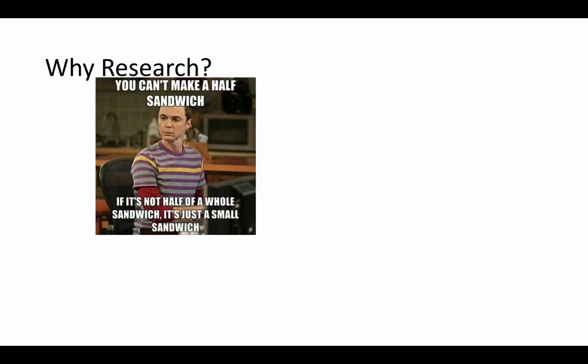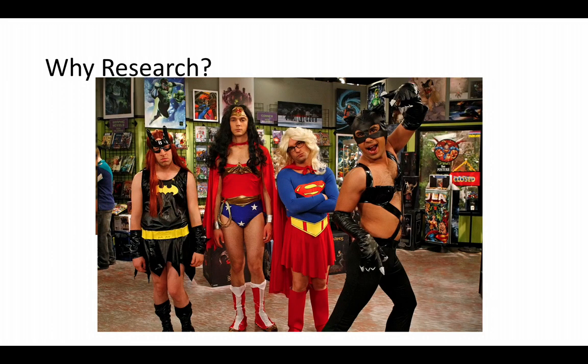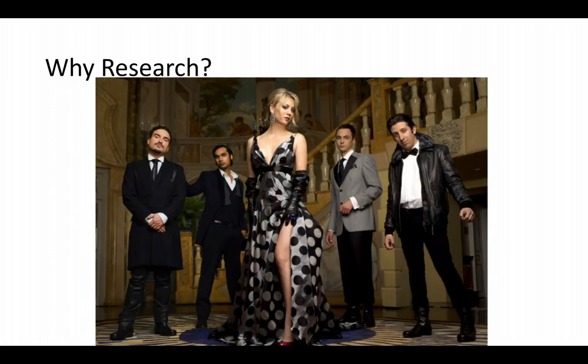Now, I'm a fan of The Big Bang Theory. It's a TV series, and if you master certain research methods, you view the whole world differently than normal people. In a sense, being a nerd, but being a nerd can also be sexy. So this is how Sheldon views a sandwich. It says you cannot make a half sandwich if it's not half of a whole sandwich. It's just a small sandwich, right? So this is the difference, and it can be nerdy, but it can also be beautiful and sexy.